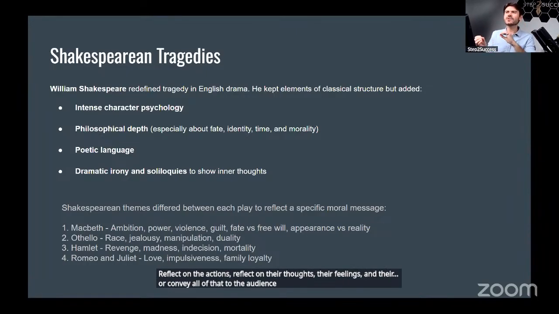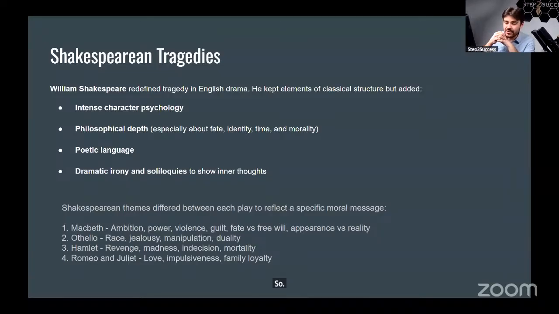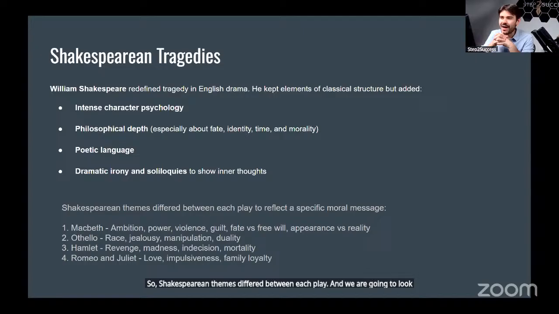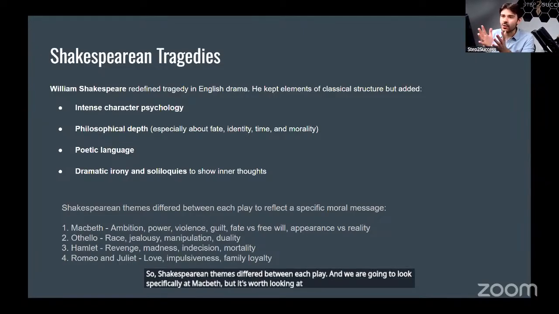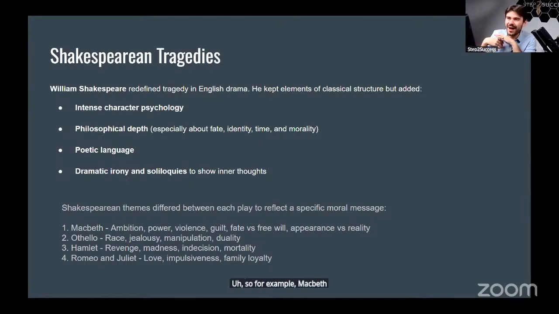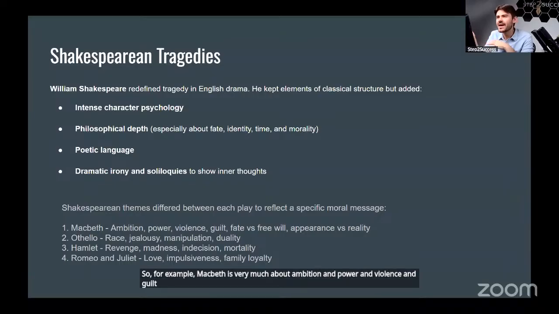And Shakespeare often uses these to sort of tell us things about the characters. So Shakespearean themes differed between each play. And we are going to look specifically at Macbeth, but it's worth looking at contextually other plays. So, for example, Macbeth is very much about ambition and power and violence and guilt. This idea of appearance versus reality, things aren't always what they seem.